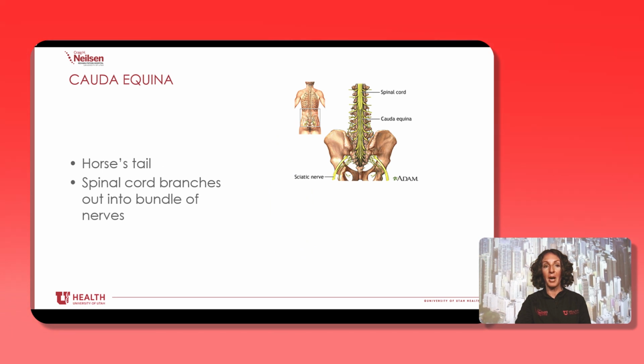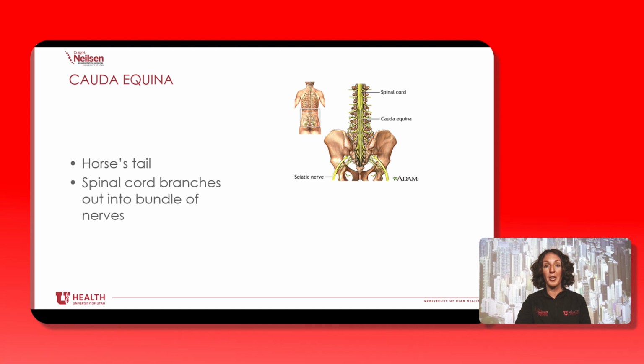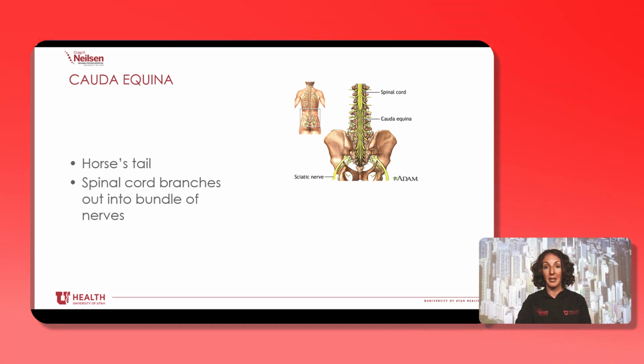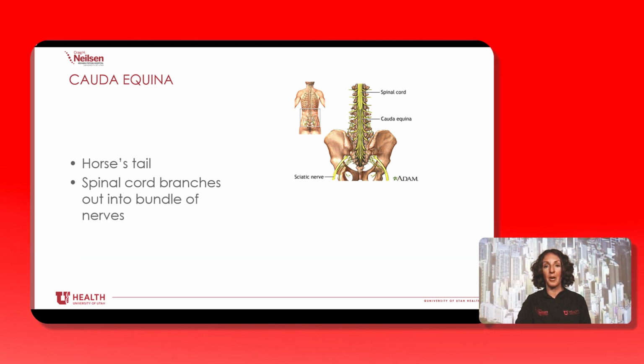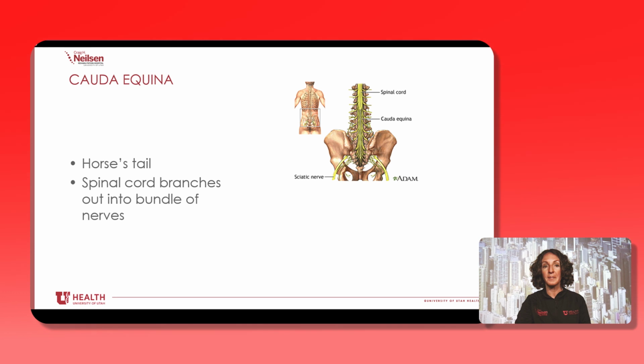And at the very bottom, the spinal cord looks like a horse's tail. So it's called the cauda equina. And as you can see, it looks like a horse's tail because it's made up of more individually splayed nerves as opposed to being the tightly wound part of the spinal cord.